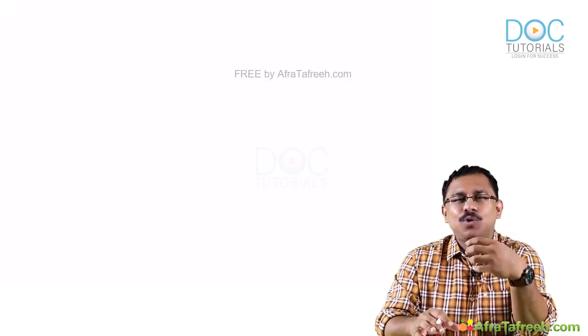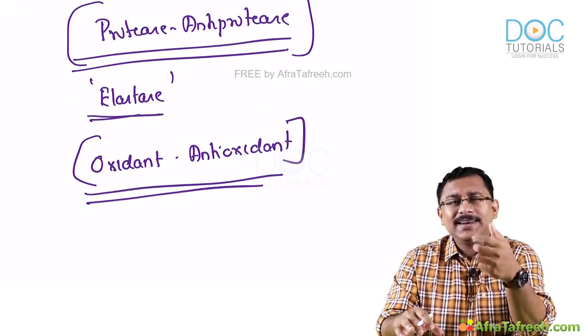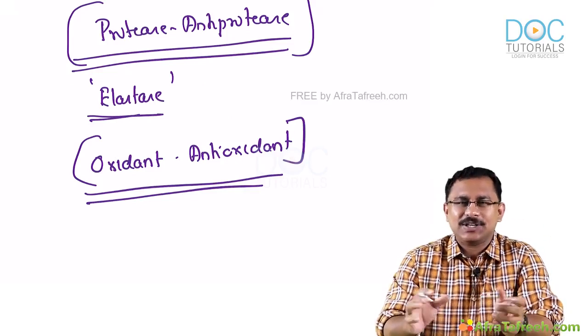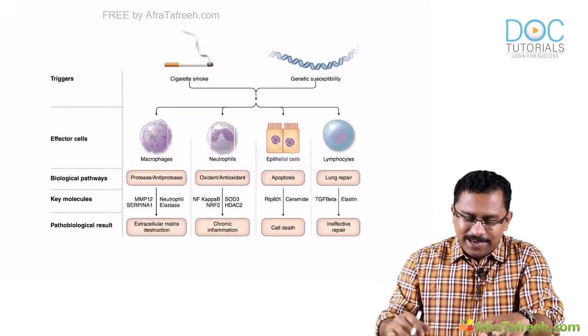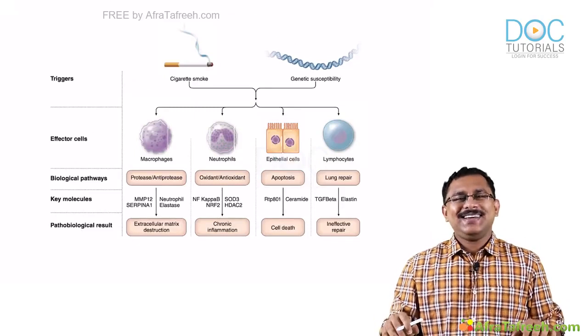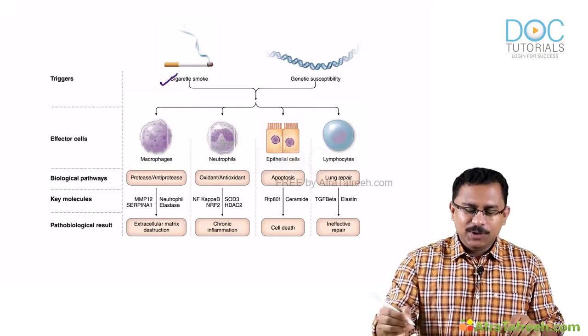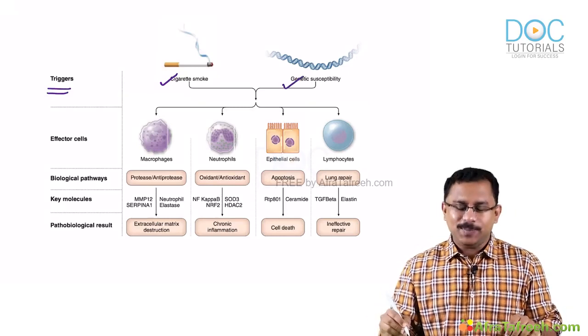So in emphysema, it is quite obvious that the balance in these pathways is broken, and that is why you will have an excess protease mediated damage. You might have certain oxidant damage to the airway, and there is a destruction of the airway walls. So I will take your attention to a figure in Harrison, a simple flow chart which demonstrates the etiopathogenesis of emphysema. You see the triggers, yes, the cigarette smoke and genetic susceptibility.